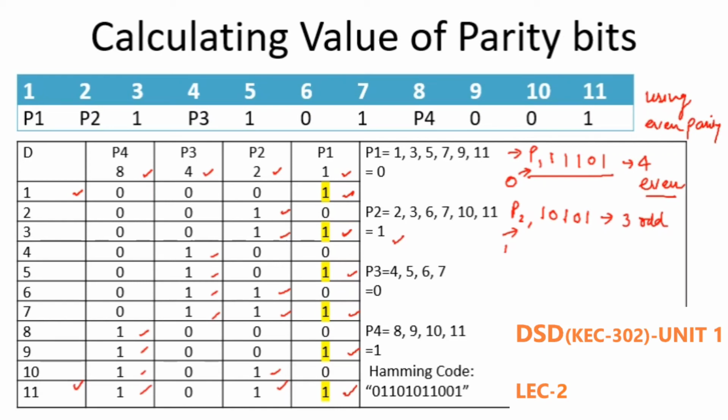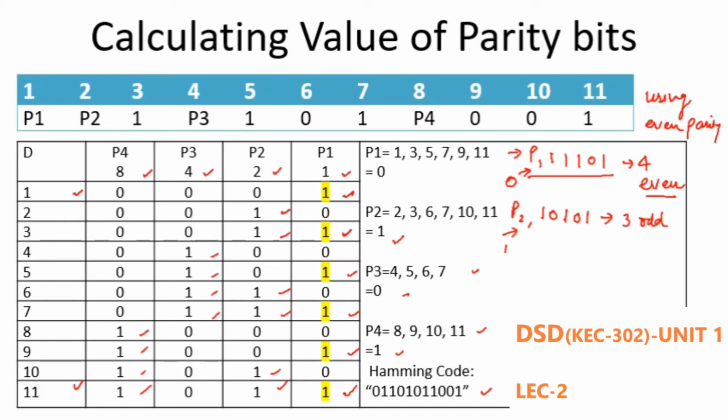Similarly, I can calculate the values of P3 and P4, which come out to be 0 and 1. Now I have calculated the values of P1, P2, P3, and P4, and if I replace these values here, the structure for Hamming code will become 0, 1, 1, 0, 1, 0, 1, 1, 0, 0, 1. So this is my Hamming code.